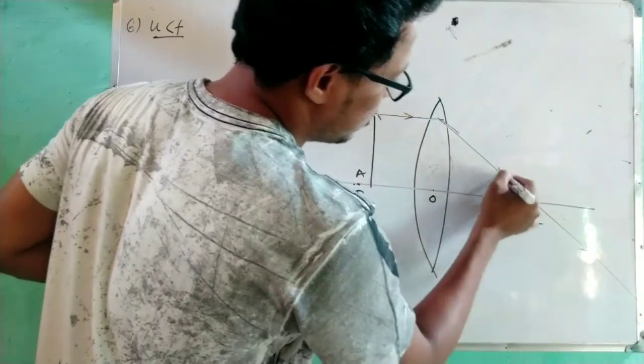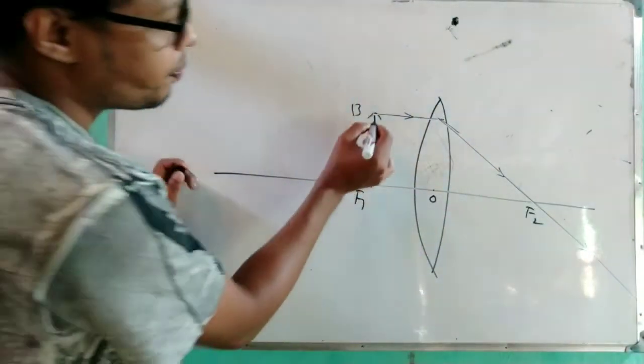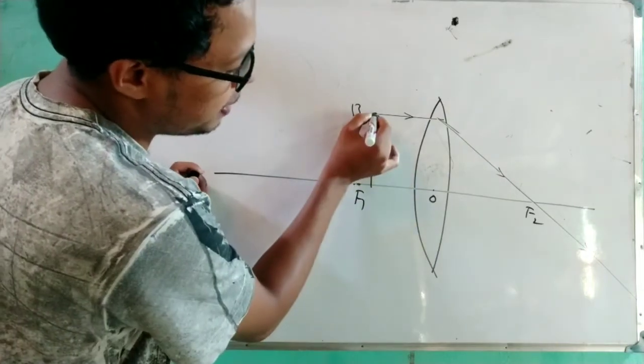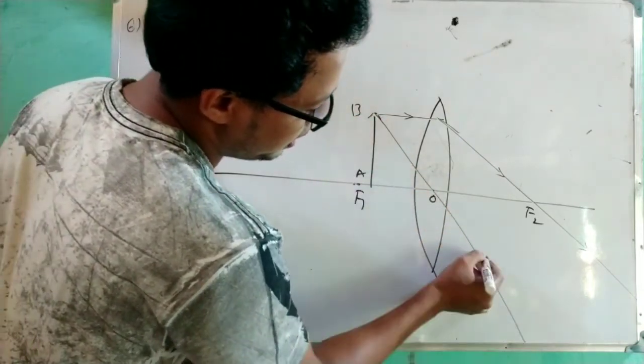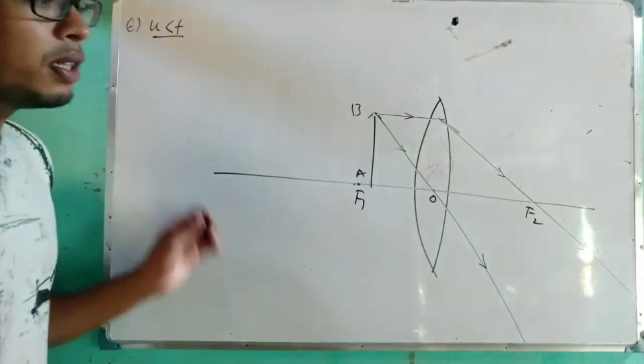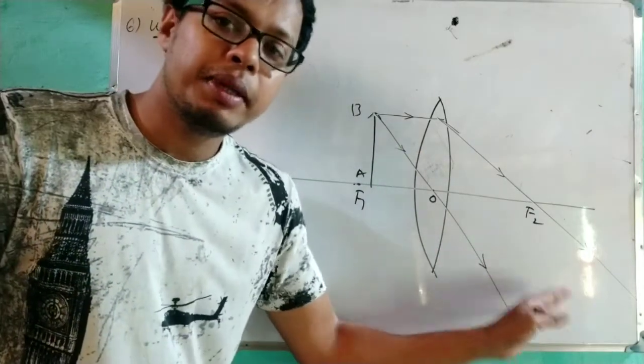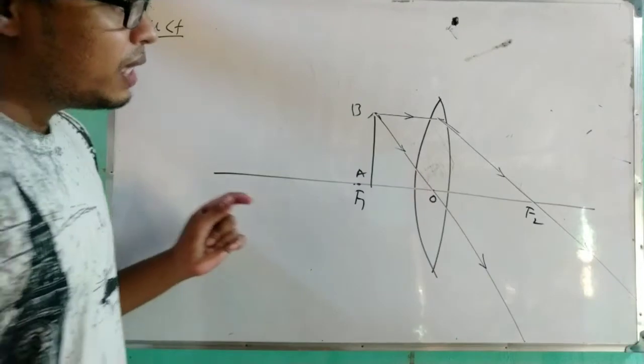It passes through focus. Okay. Now look here, one more ray I am taking which is passing through the optical center. So it undeviates its path. Now look here, the rays are diverging, means they never meet. So where will the image form?